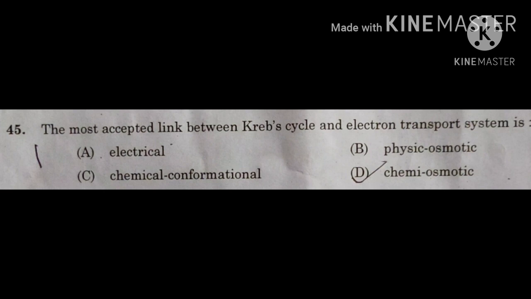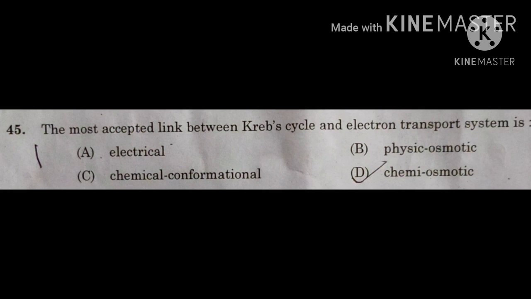So, the connecting link between the Krebs cycle and the electron transport system from the given options is the chemiosmotic hypothesis, which explains the mechanism of formation of ATP. To explain the chemiosmotic hypothesis, we require the following components: a semi-permeable membrane, a proton gradient, a proton pump, and finally the enzyme ATP synthase, also known as complex 5.